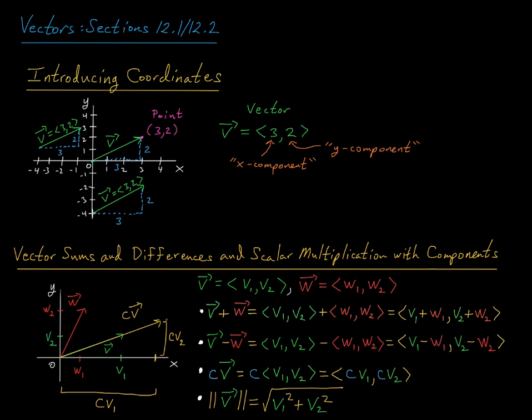All right, and then the last thing I'll say here is to compute the magnitude of a vector v in components. This is just the Pythagorean Theorem. So I can consider this right triangle here.